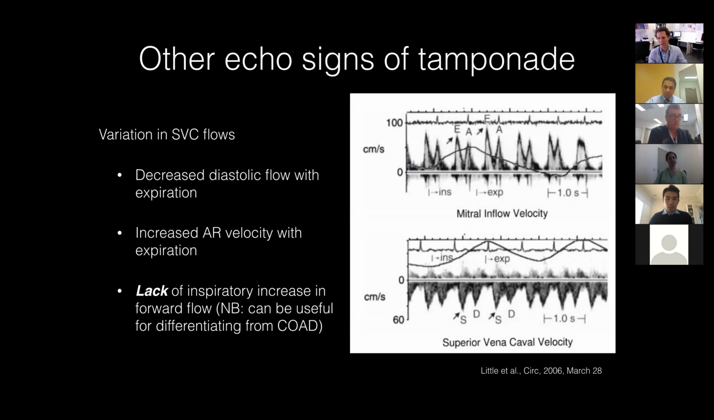Yeah, I think mainly clinical correlation. If they've got a massive great effusion with chamber collapse and big respiratory flow variation, that's the big one for me.